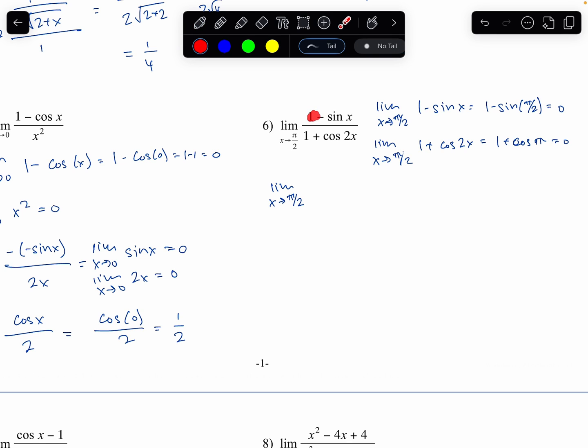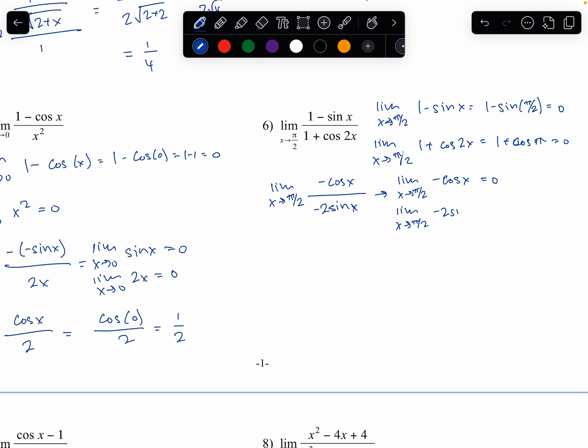Now when I take the derivatives of 1, that's going to be 0. The derivative of sine of x is cosine, so this becomes negative cosine of x over negative 2 sine of x. That's the derivative of the bottom. So I'm assuming that we're going to get another indeterminate form. So we'll do the limit as x approaches pi over 2 of negative cosine of x, the numerator, and cosine of pi over 2 is 0. And the limit as x approaches pi over 2 of negative 2 sine of x.